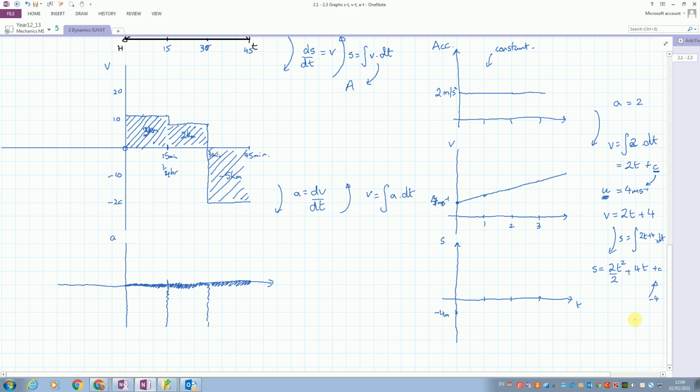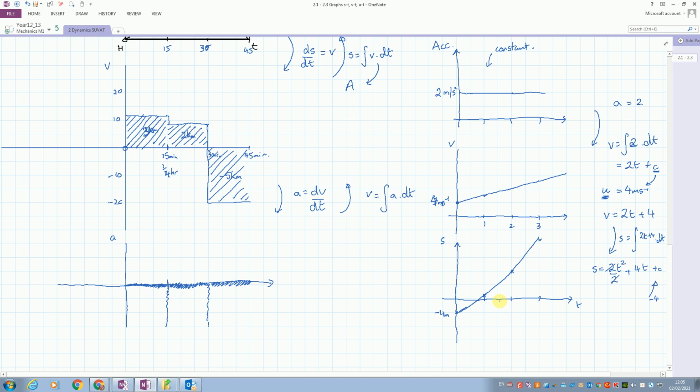minus 4. So when I put in the values, 1, that cancels out, so I've got 1 plus 4 minus 4 gives me 1 meter. If I put in 2, we've got 4, 8, that's 12, minus 4 is 8. And go 3, we've got 9, 12, 21 minus 4 is 17, which is just up here. And what you should see is we get a graph where there's a slight curve, and it's a parabola. Constant acceleration means distance changes with a parabola shape, not straight.